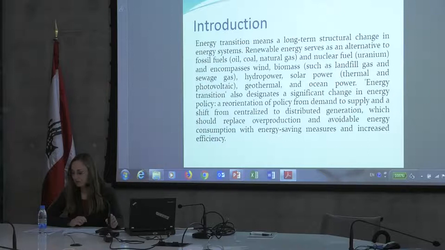The energy transition is crucial for fighting climate change and achieving sustainable development. The term energy transition means a significant change in energy policy, and solving the energy problem is regarded as the most important challenge facing humankind in the 21st century.